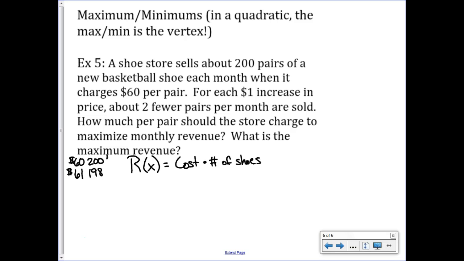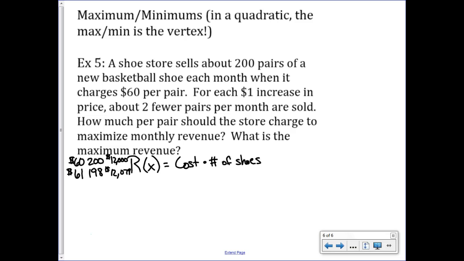At this price, we would get $12,000. At this price, though, even though we've increased it $1, we've sold fewer shoes, but we end up with $12,079. So we've earned a little more money. So we want to find where that tipping point is, where the top of that vertex is.